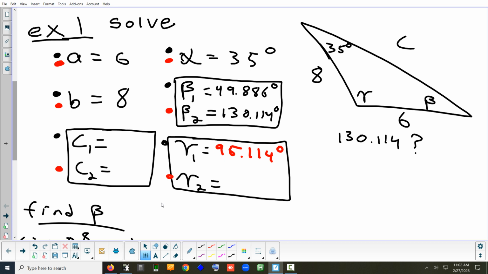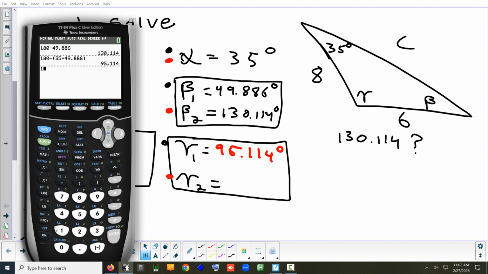Okay, and you could do C1 right now because now you have a piece of information in the last row, but I like to just finish off the angles first. Okay, how are we going to get gamma 2? 180 minus 35 and 130. And what's 35 plus 130? 165. Okay, so 180 minus 165.114, which means gamma 2 is 14.886.